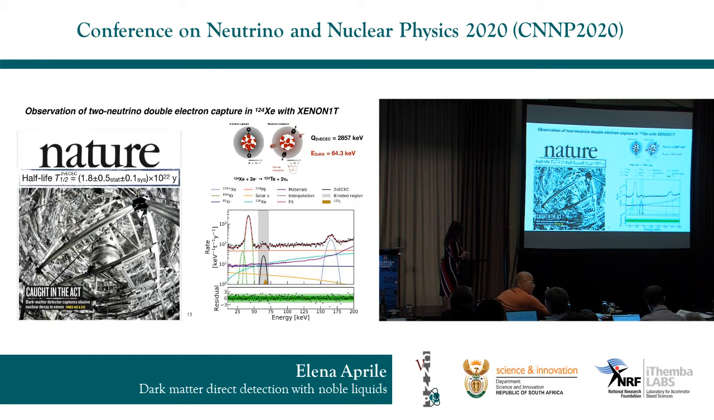Of course, the lowest background that I've shown you for Xenon-1-ton, and as Christian showed yesterday already, has enabled us to do a lot of searches other than the standard WIMP search, including these beautiful results on the two-neutrino electron capture in Xenon-124. That was thanks to the low background and good resolution of this detector, despite being so big.